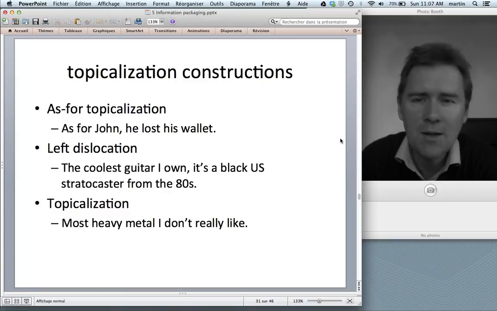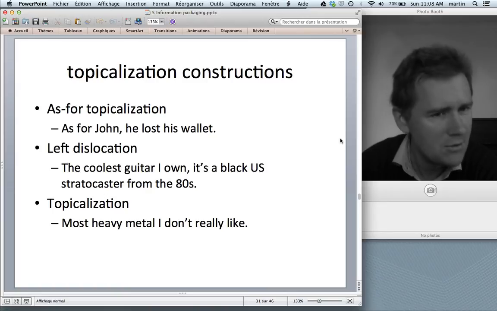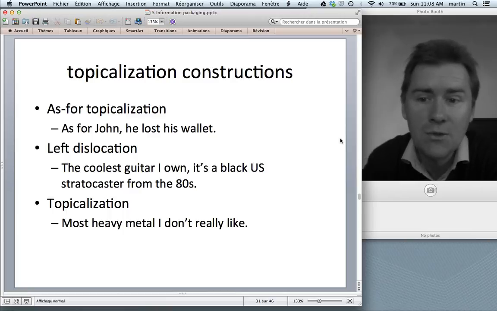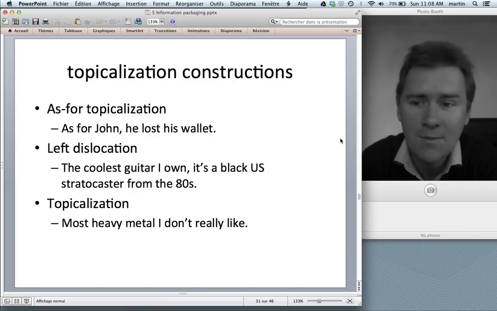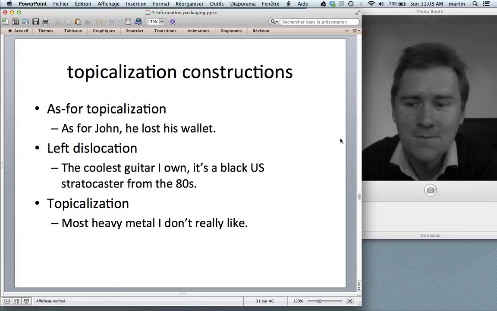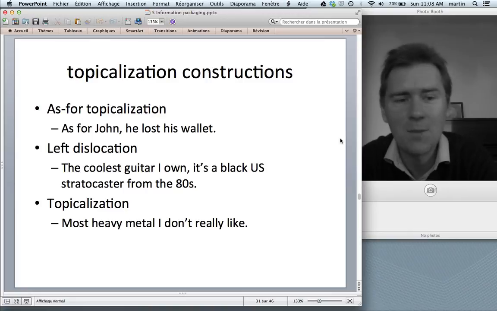There are certain topicalization constructions that explicitly signal to the hearer what the topic of a sentence is. So there's a construction called as for topicalization. As for John, he lost his wallet. You've seen that. Left dislocation is a topicalization construction. The coolest guitar I own, it's a black US Stratocaster from the 1980s. Yeah, so this sentence is about a cool guitar. Most heavy metal I don't really like. Yeah. Topicalization construction.